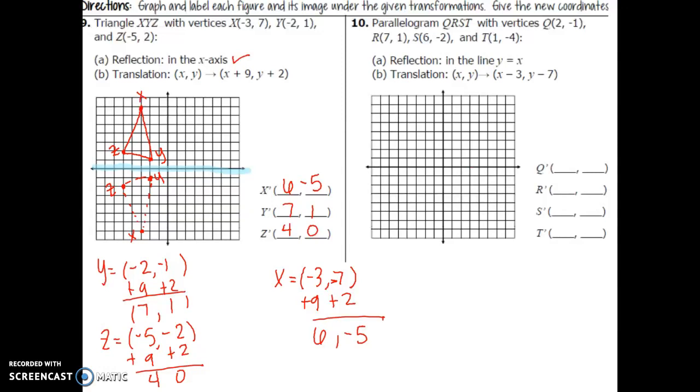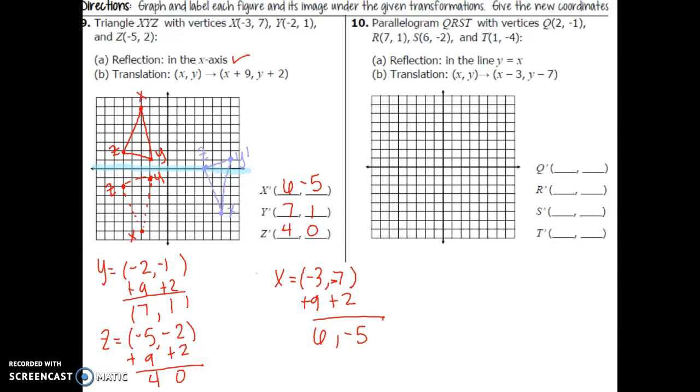So I'm going to plot those points and I will be finished. So 6, 1, 2, 3, 4, 5, 6. Going to go down 5. 1, 2, 3, 4, 5. That is x prime. Y is going to be 7, 1. It's y prime. And then z is going to be 4, 0. 1, 2, 3, 4, 0. That is z prime. And this is my new image.